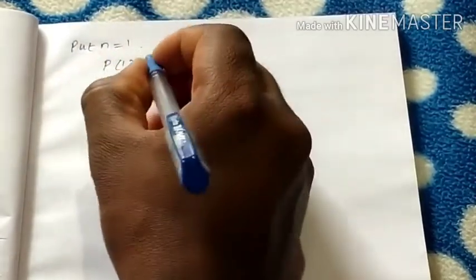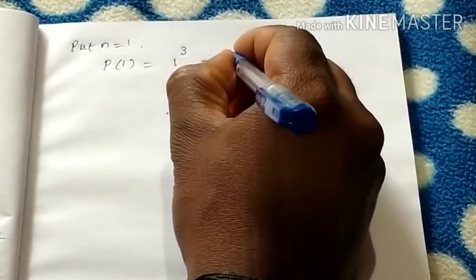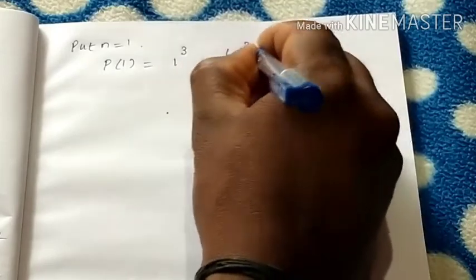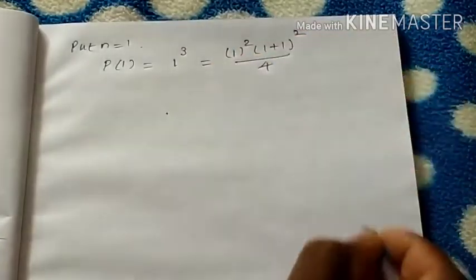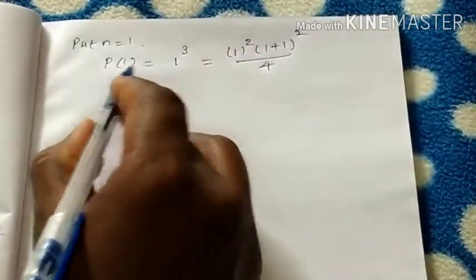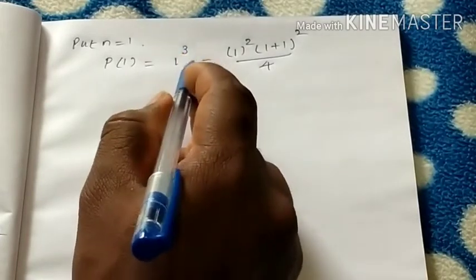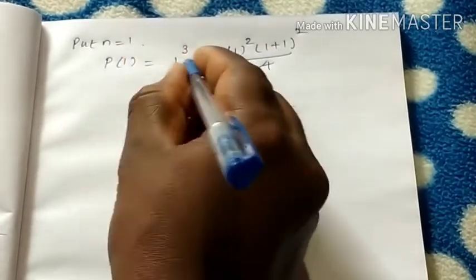So P of 1: the first term is 1 cube. On the RHS we have n squared into (n plus 1) the whole squared, and n is replaced by 1, so 1 squared into (1 plus 1) the whole squared divided by 4. Have you understood this? P of 1 means the first value, 1 cube; the second value is 2 cube, 3 cube and so on.